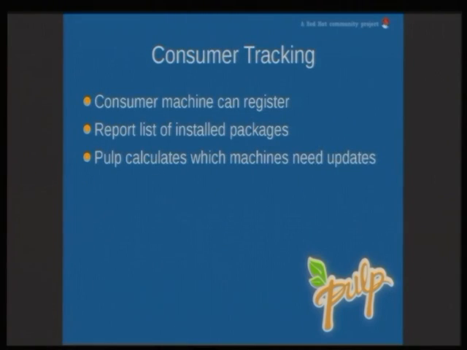Consumer tracking. Pulp has the ability to figure out what packages, what content is installed on every machine in your infrastructure. In addition to that, it will be able to figure out what updates every machine in your infrastructure needs that were recently made available. Satellite, I think, takes a lot of advantage from this feature.